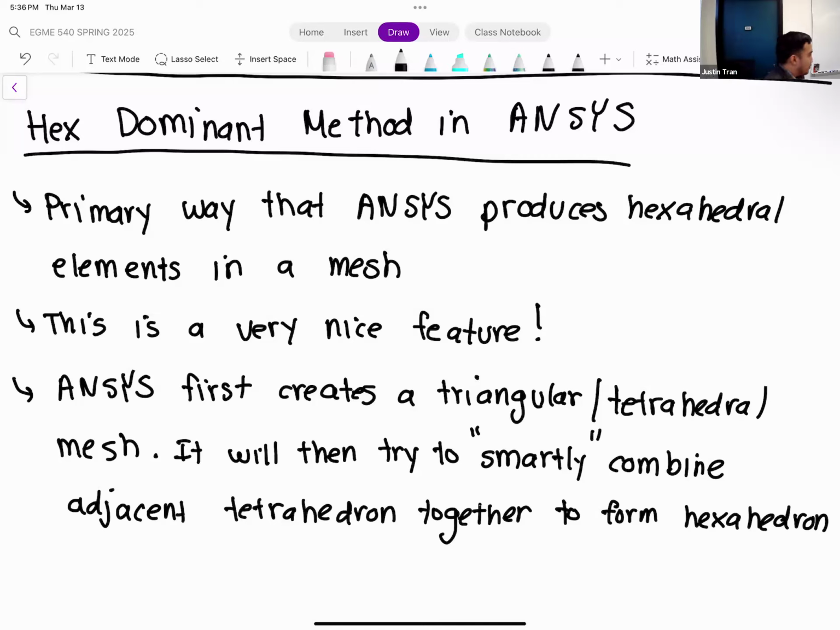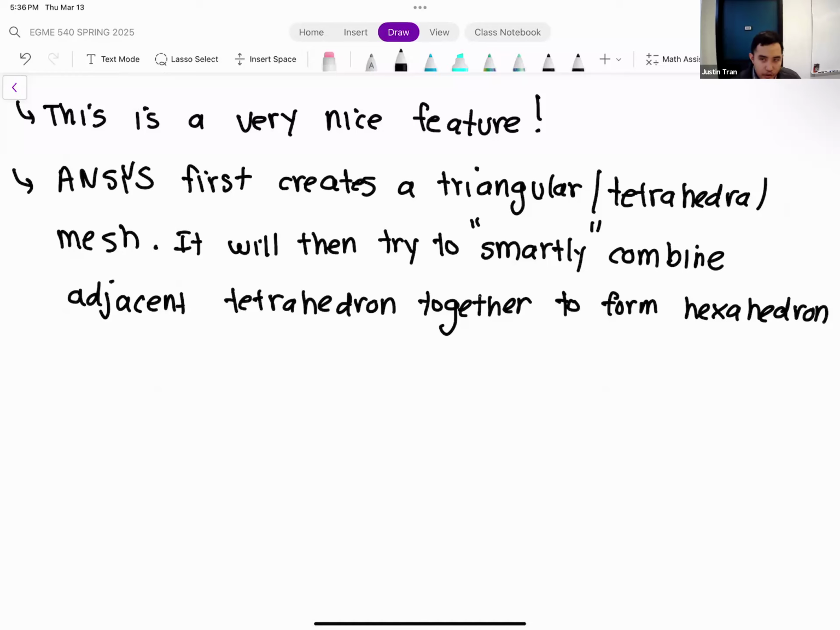And in quotations here, I'm going to say "smartly," because how ANSYS actually chooses the tetrahedrons to combine together is the part that's proprietary. That's what they don't really tell you. Because if you combine just two random tetrahedrons together, you're probably going to end up with a very skewed, weird looking hexahedron. But maybe there's something in the way ANSYS creates the tetrahedron mesh, or in how they choose to combine them. Oftentimes when it works, it produces a very nice, well-behaved mesh with nice looking elements.